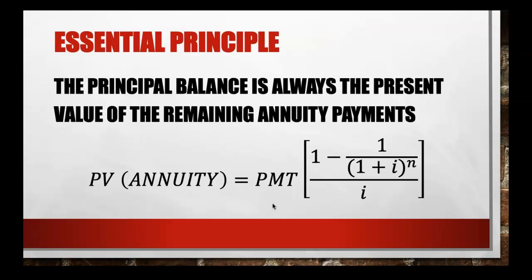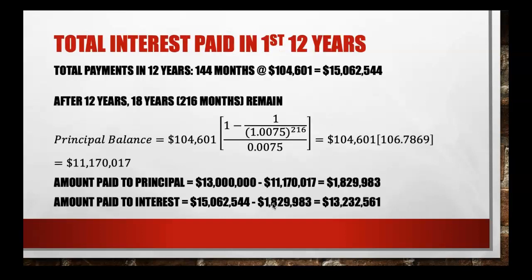Right? So again, we look back at our essential principle. Principal balance is always the present value of the remaining payments. We're going to use that principle for the next part of the question, which is the total interest that would have been paid in the first 12 years.